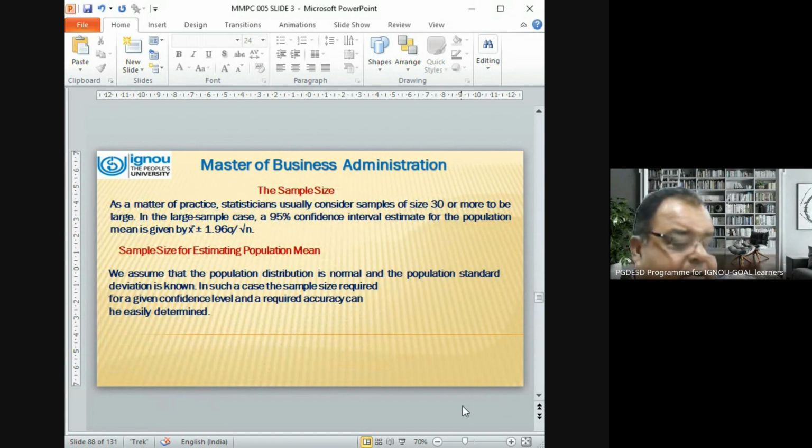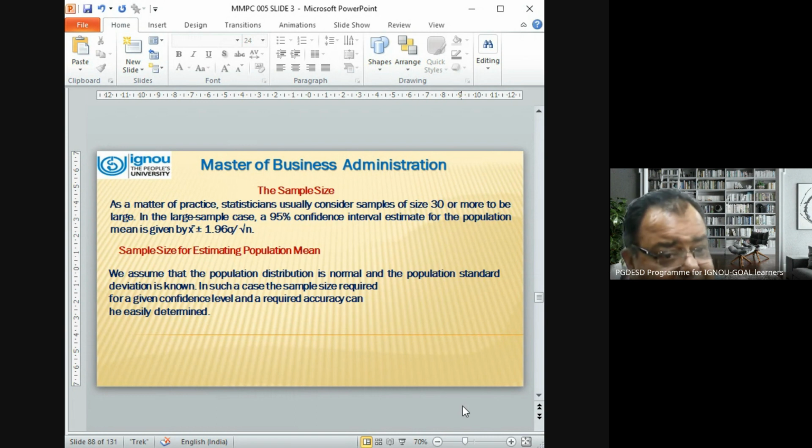Now we will be talking about sample size. As a matter of practice, statisticians usually consider sample size of 30 or more to be large. In the large sample size, we use 95% confidence interval estimate for the population mean, which is given by x bar plus minus 1.96 sigma upon under root n.